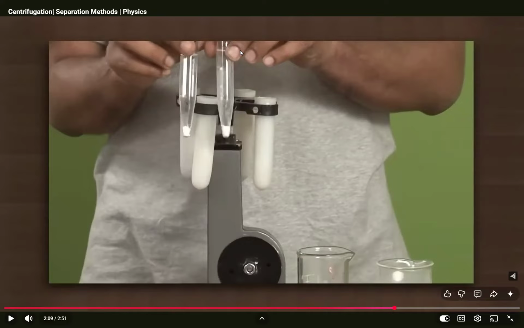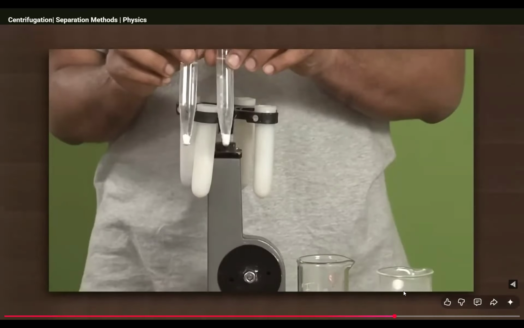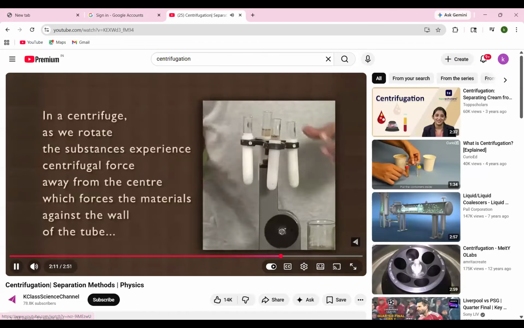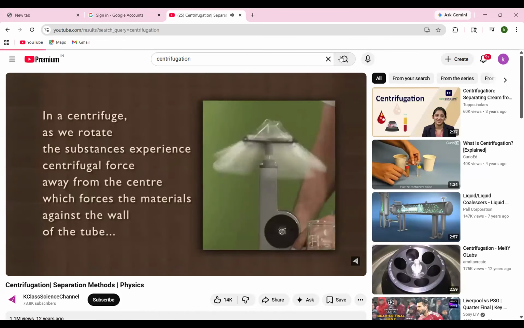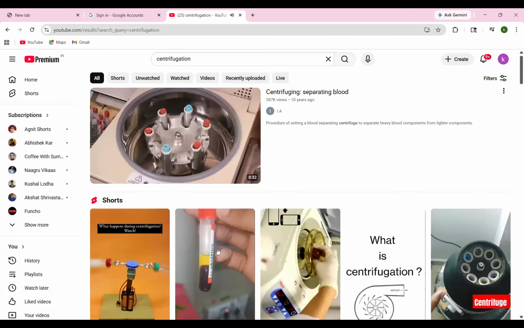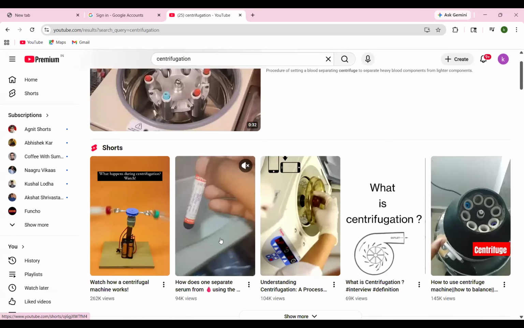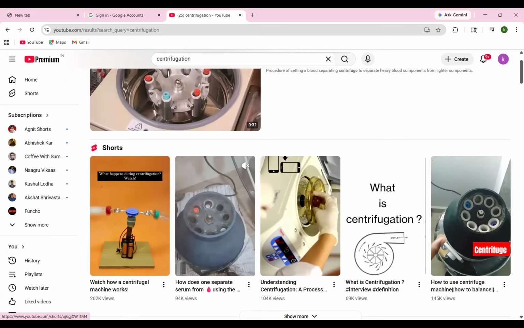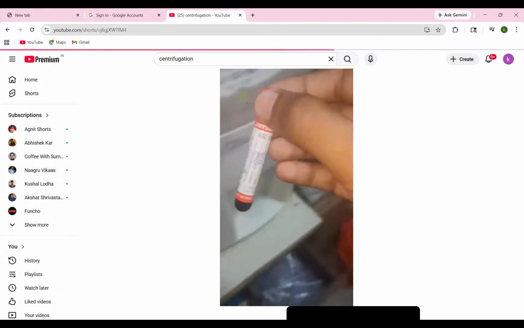Now, chromatography also I'll show you. Let us see where it is. In a centrifuge, as it rotates, the substances are pushed out by centrifugal force. No, that machine you won't be able to see in that. That is the direct machine. Okay, let's go. There's no volume in this.